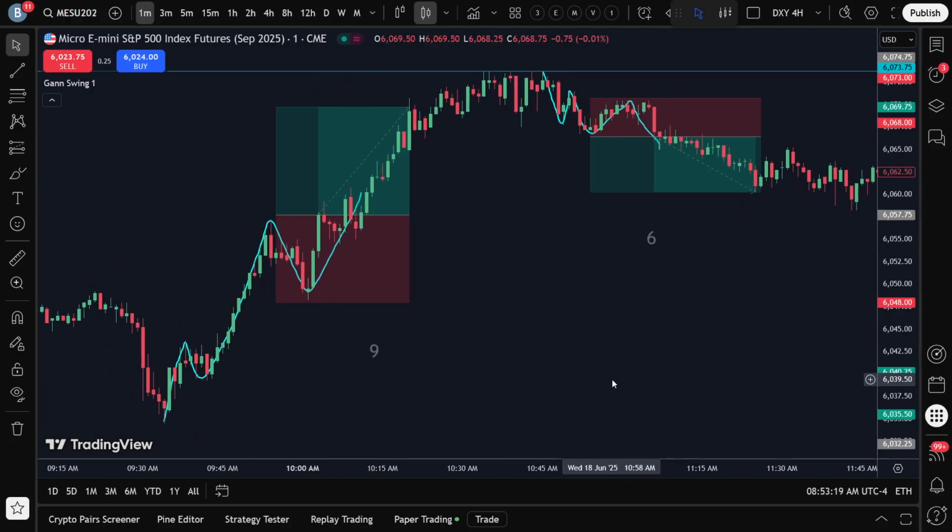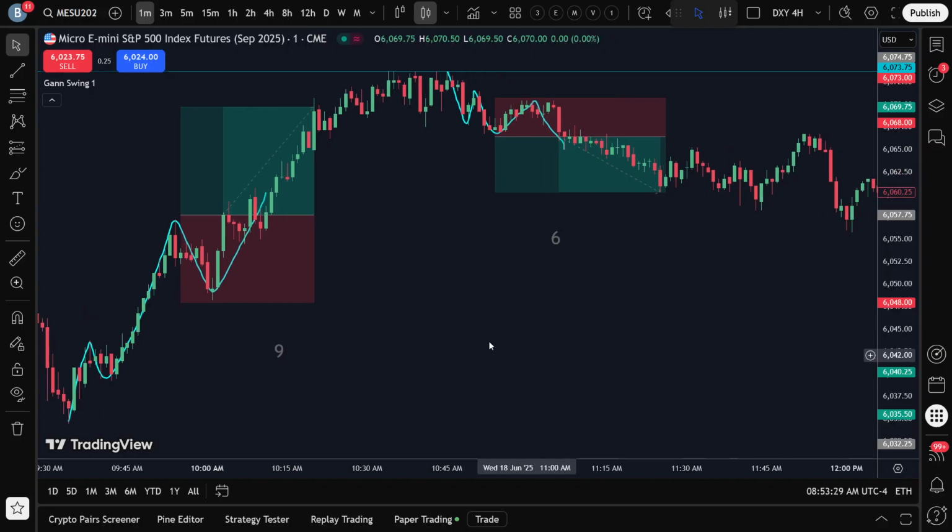Now these are my rules. If you back test and forward test this, maybe you want to have different rules for your stop. But this is how I've been testing it for weeks and months now, so I'm going to stick to it.